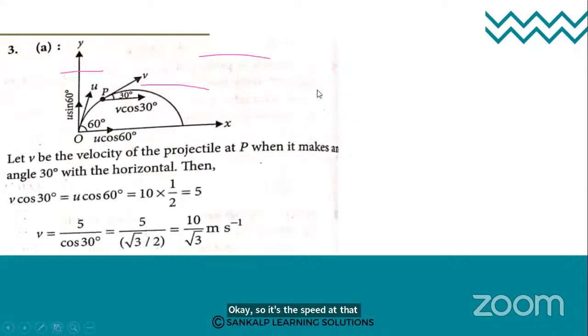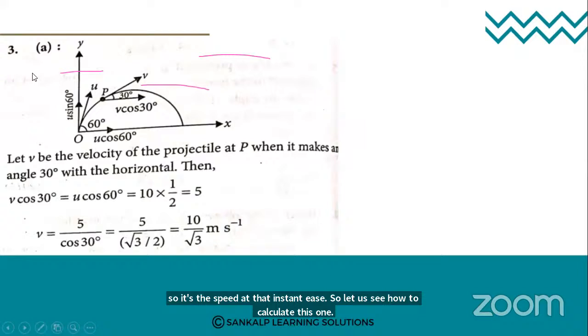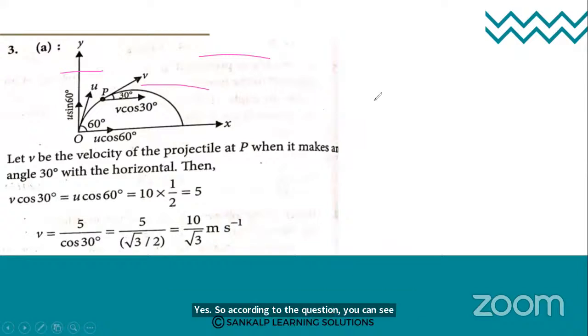Yes, so according to the question, you can see how to draw the figure here. So first it is making an angle of 60 degree. So here you can see this one along x-axis, along y-axis. So this is the projectile motion. So here it is making an angle of 60 degree. Later here with the horizontal, it is making an angle of 30 degree. Yes. So figure you can clearly see there.